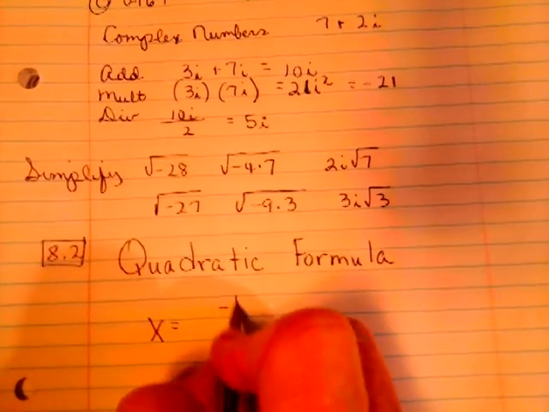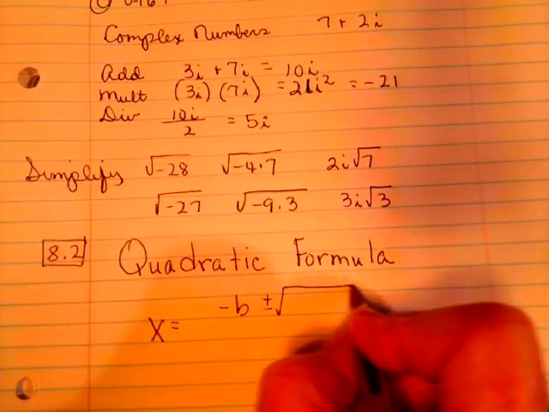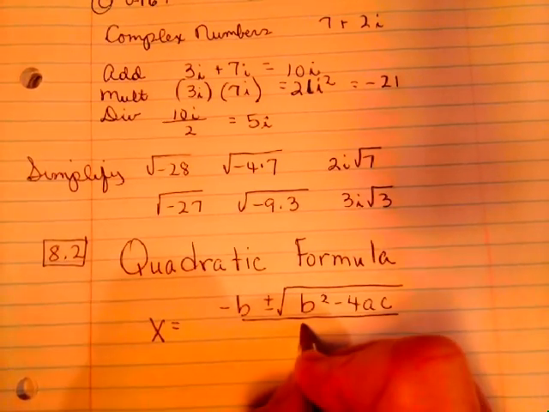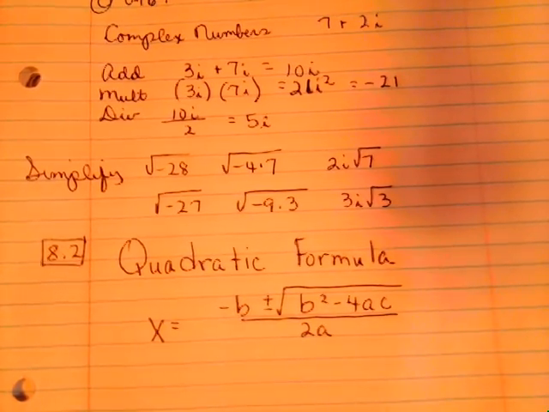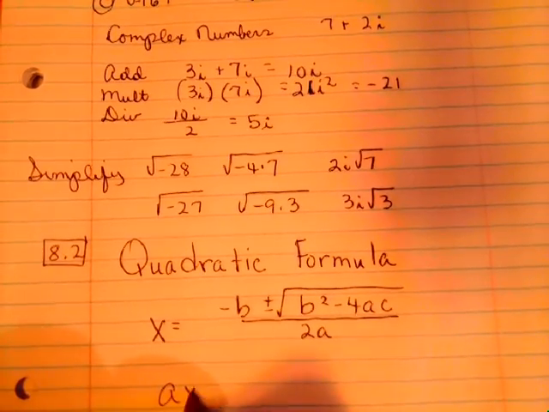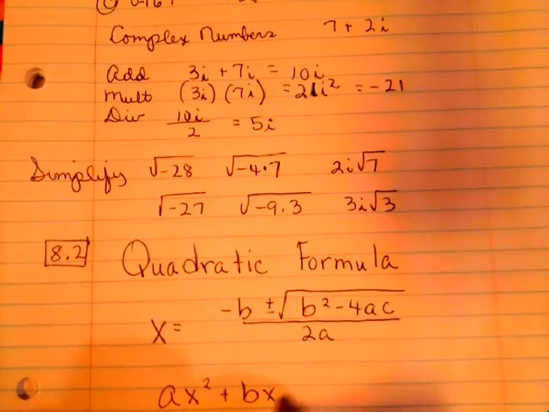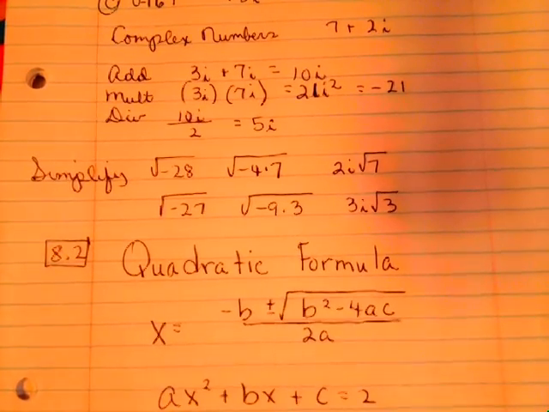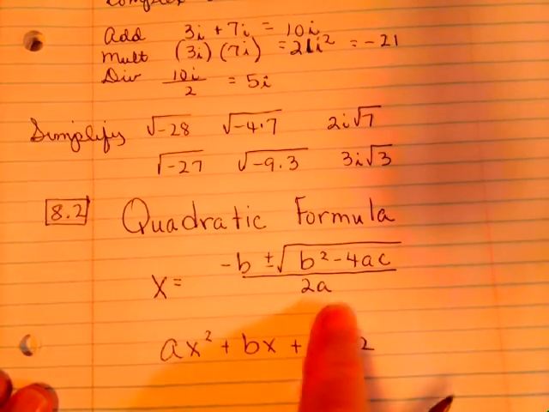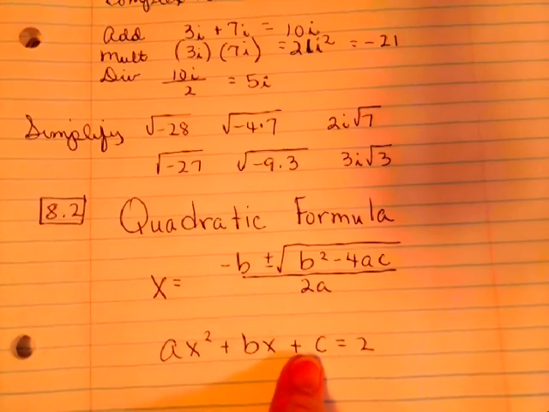x equals negative b plus or minus the square root of b squared minus 4ac all over 2a is the quadratic formula. Before you're able to use the quadratic formula to solve something, you have to have that equation in proper form. Proper form is ax squared plus bx plus c equals 0. You have to have your equations in this form before you can use the quadratic formula, because you've got to know what a and b and c are.